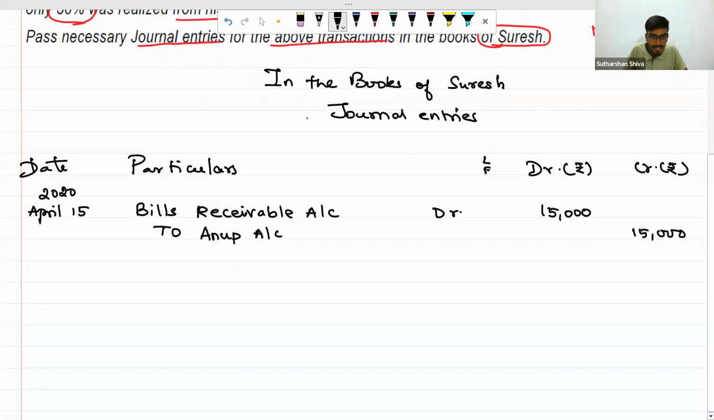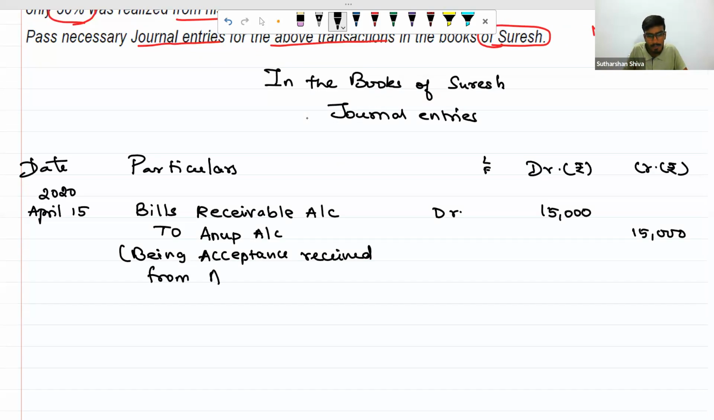And you will write a narration: being acceptance received from Anup for mutual accommodation. Using the word mutual accommodation is important. Okay, accommodation. Once it has been done, first step is done.